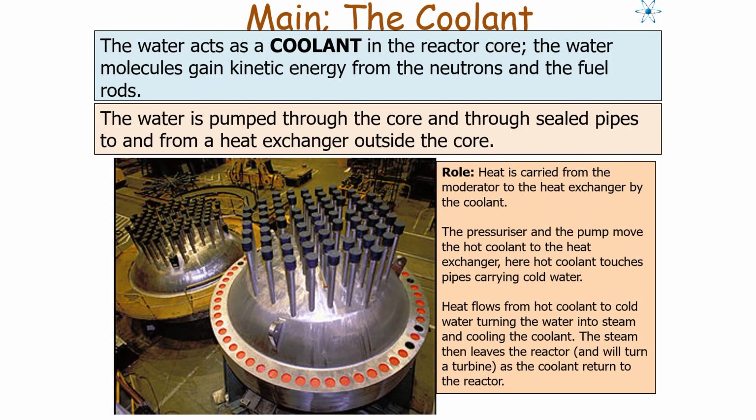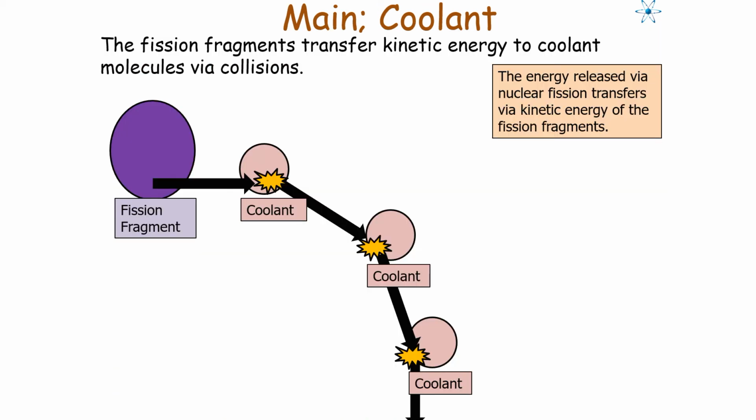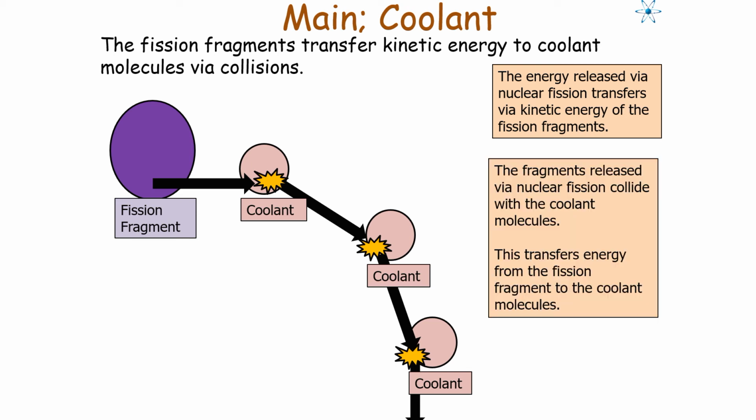As well as that, in the nuclear power station reactor vessel, you've also got a coolant. Now, the water acts as a coolant in the reactor core, so what happens is the water gains kinetic energy from those fast-moving neutrons and the fuel rod. As we mentioned before, the fission fragments produced have a very high kinetic energy, so they move very quickly once the fission processes take place, then hit into the coolant. The fragments released via nuclear fission collide with the coolant molecules.